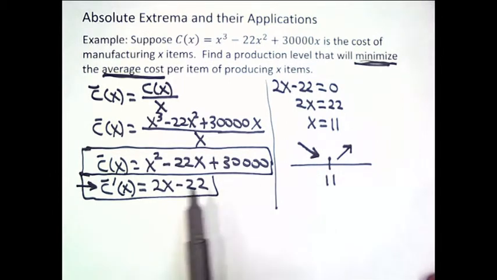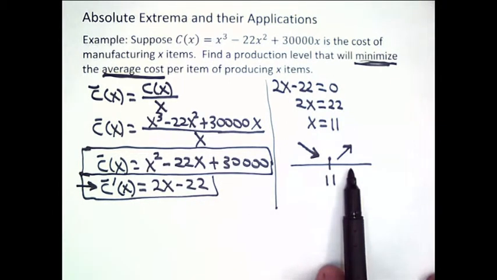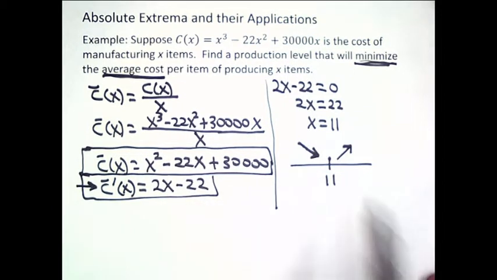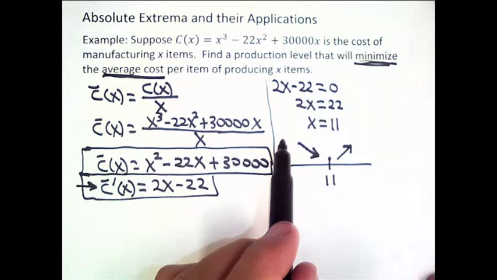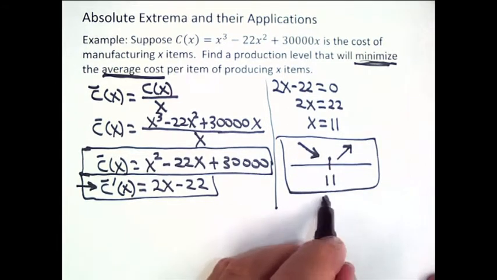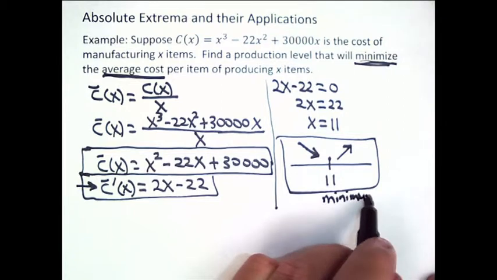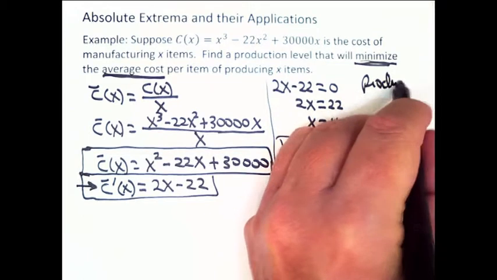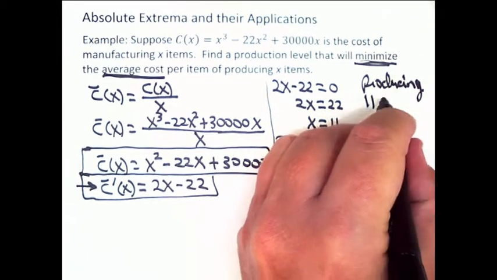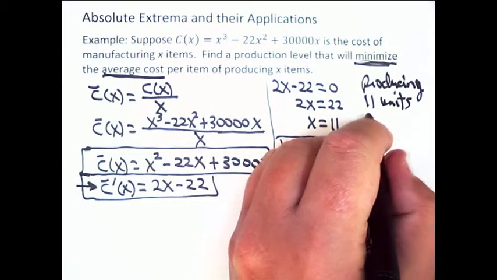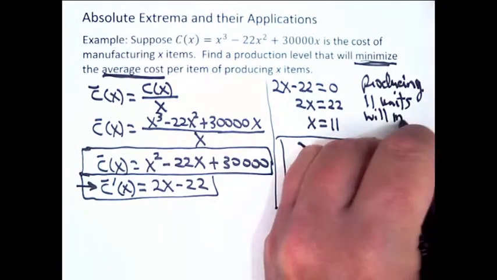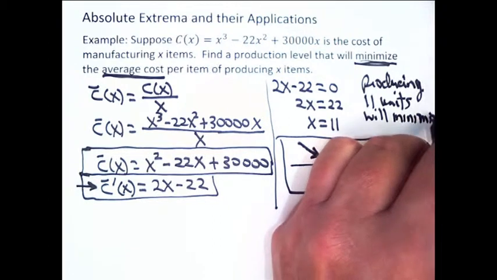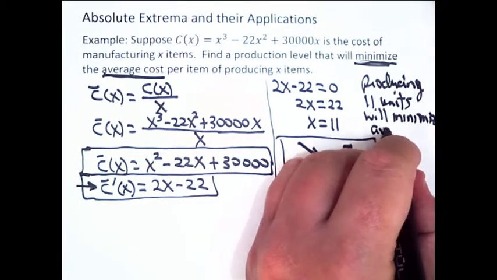So you take a number to the left, plug it in, you get a negative. Take a number to the right of the critical number, plug it in, you get a positive. That verifies that this is a minimum. You pretty much knew it was going to be, because that's what they were asking for in the problem, but technically you should be sure you really do have a minimum. So the answer to the question is producing 11 units will minimize average cost.